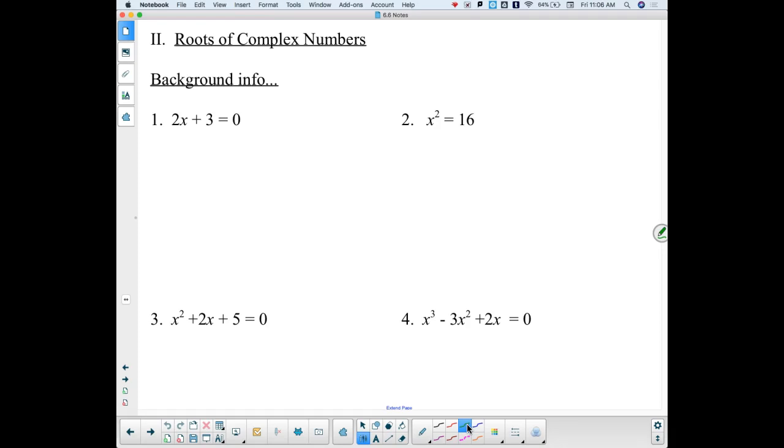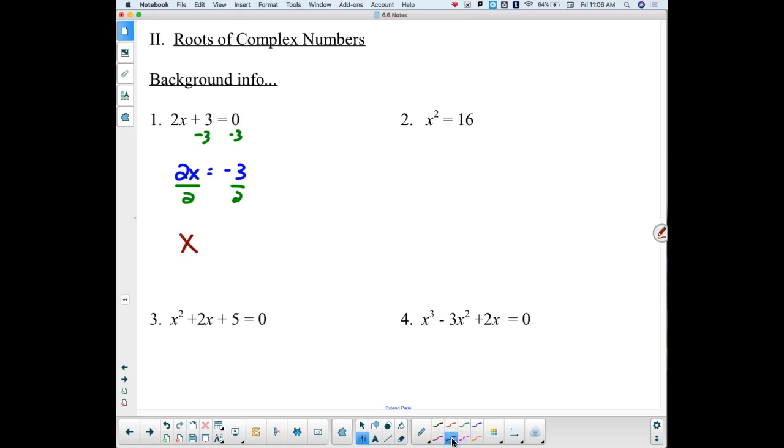Subtract 3 from both sides. So minus 3 and minus 3, and then that gives me 2x equals negative 3. Then divide by 2. And then that gives me an answer of x equals negative 3 halves. Correct? Not setting the world on fire. Okay? What about number 2?